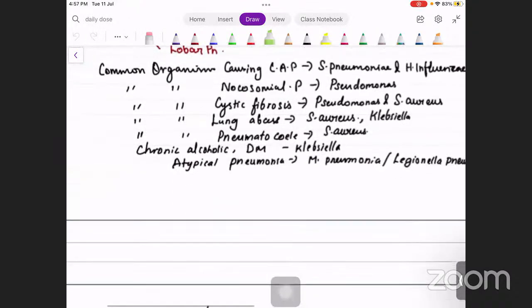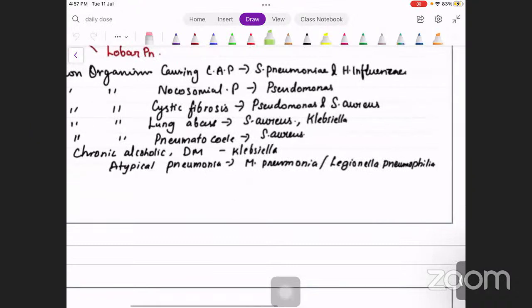Speaking about pneumonia, the common organism causing community-acquired pneumonia is Strep pneumo. Nosocomial is Pseudomonas. Cystic fibrosis is Pseudomonas and Staph aureus. Lung abscess is Staph aureus and Klebsiella. And the most common organism causing pneumatocele is Staph aureus.